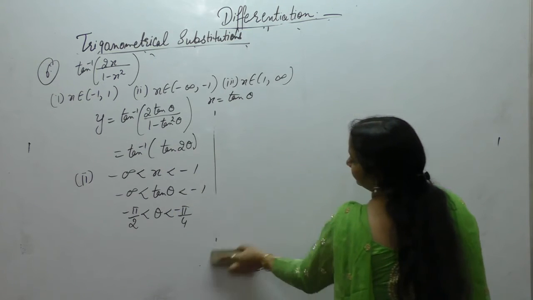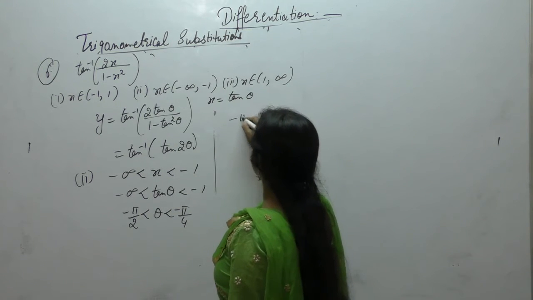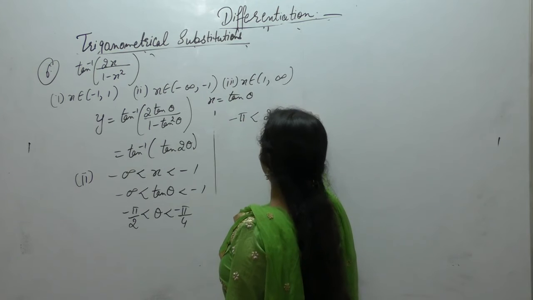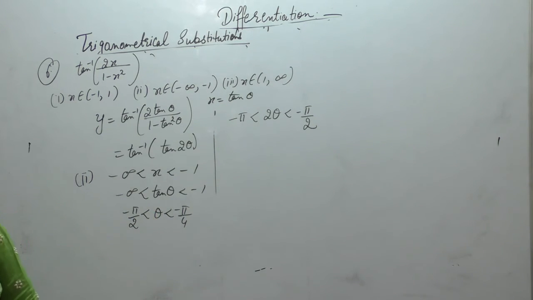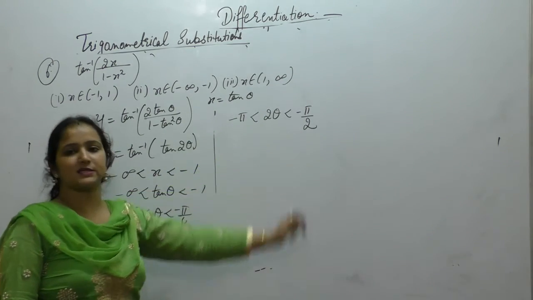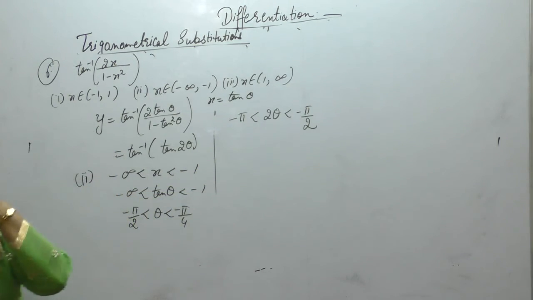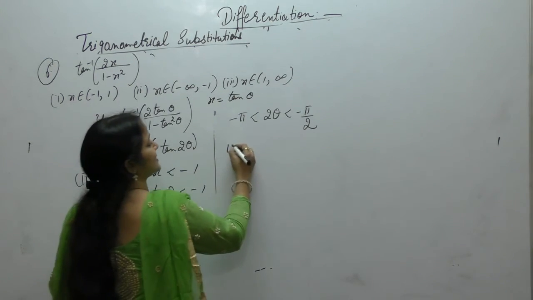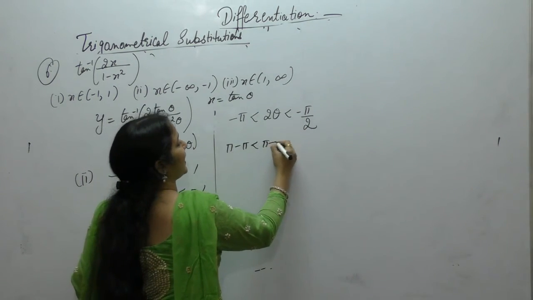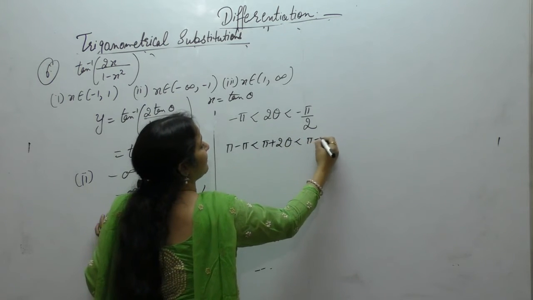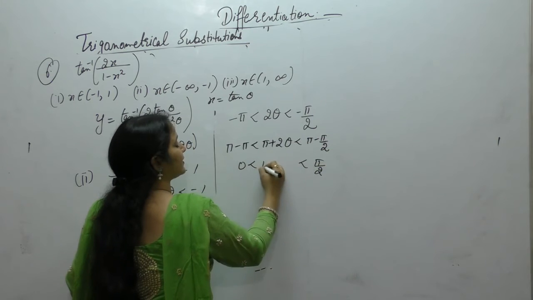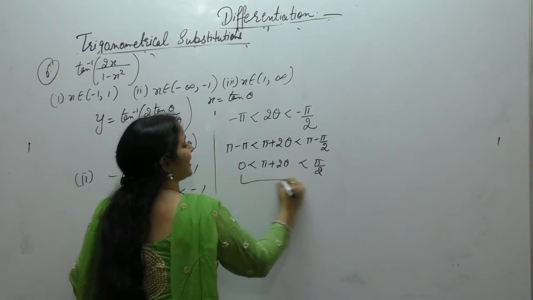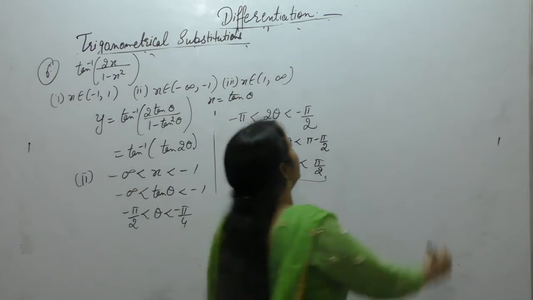Since the angle is double, multiply by 2: minus pi less than 2 theta less than minus pi by 2. But here we want the term plus pi by 2. So what we have to do? Add pi on all sides. Pi minus pi, pi plus 2 theta, pi minus pi by 2, pi by 2. This limit lies between minus pi by 2 to pi by 2.